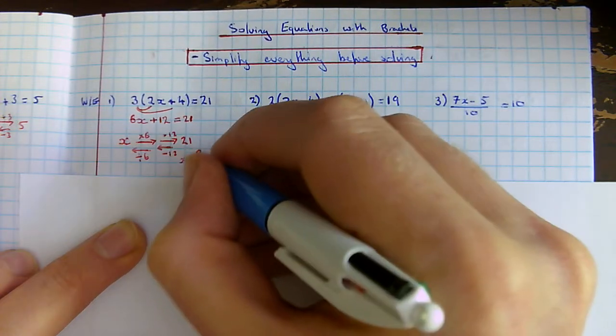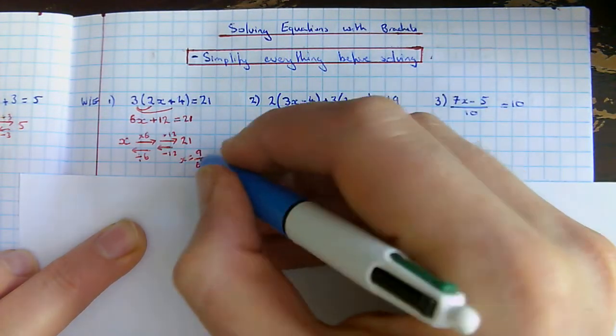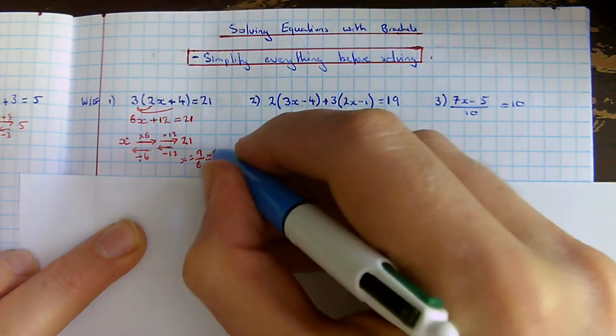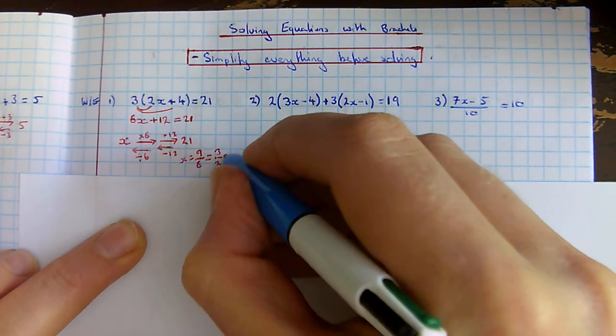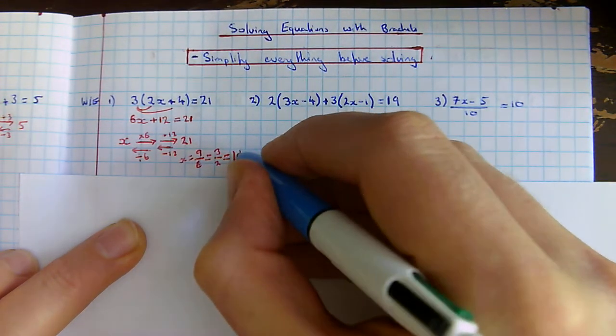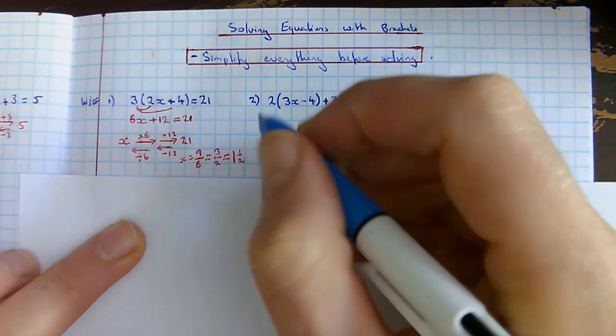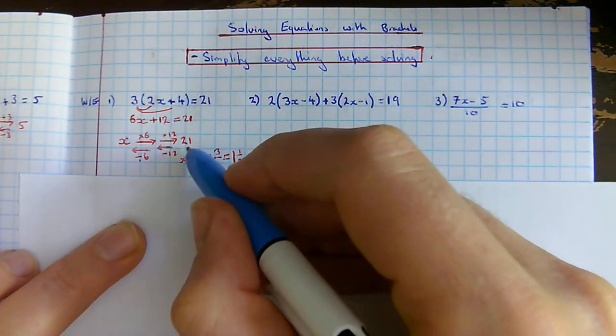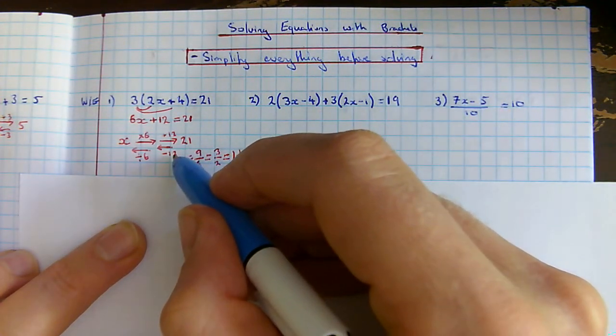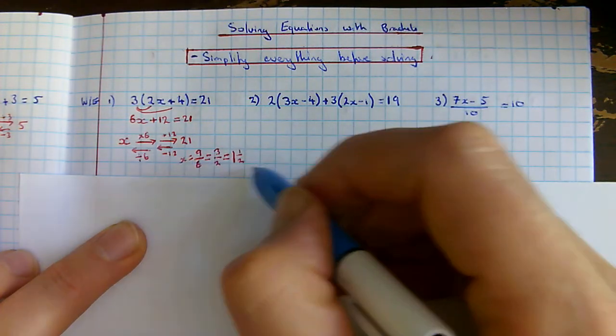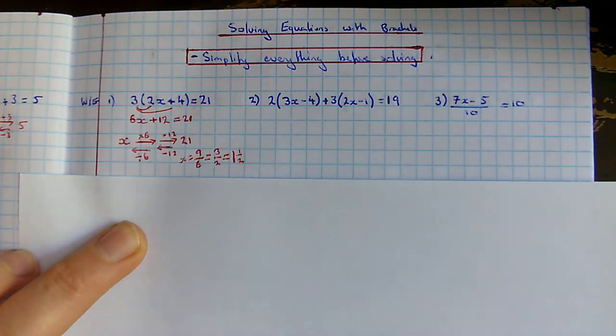So I'm going to simplify it. Both of those have got 3 as a common factor. Gives me 3 over 2, or 1.5. Notice if this appeared on a calculator paper, you could just type in 21 take away 12 equals, divided by 6 equals. It would give you your answer of 1.5.